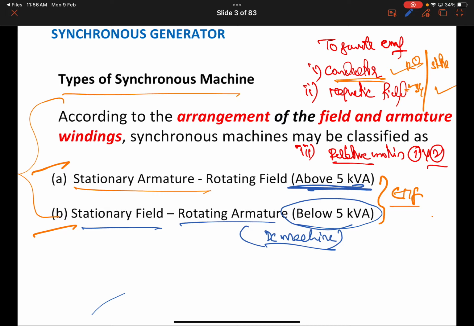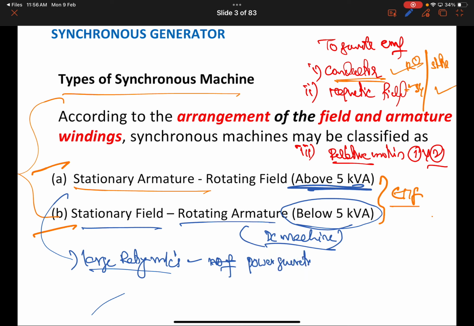Let me try to tell you this also. Just give me 5 minutes of time. Why is it vertically mounted rather than horizontally mounted? For large rating machines, we need a large number of conductors. What do we require here, power generation, more or less? We require less power or more power?